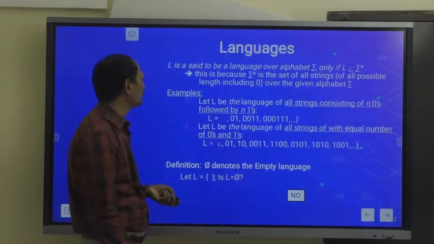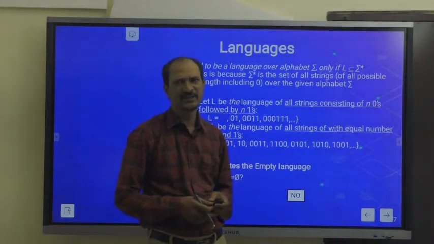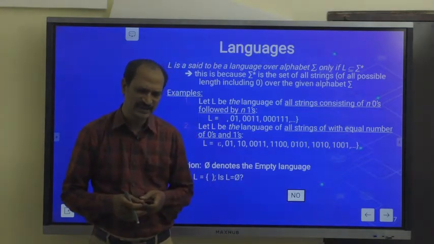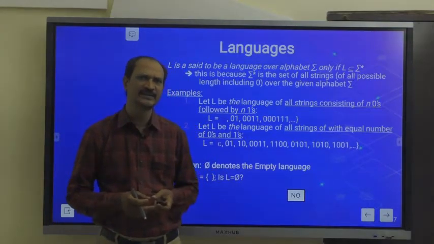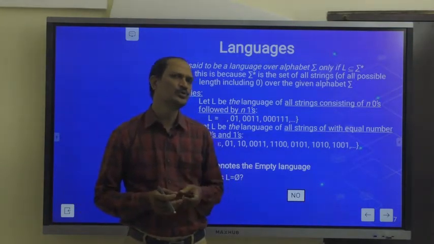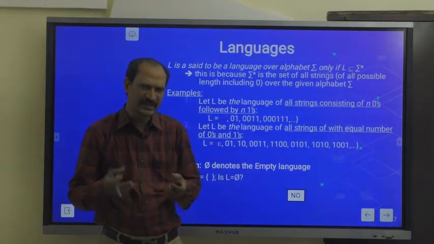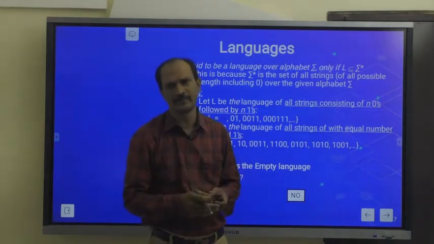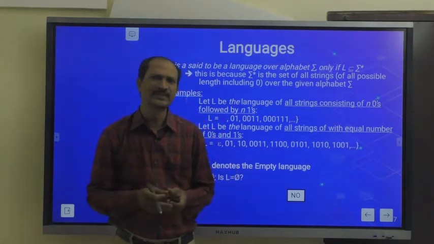Now we are going to see the next one, languages. This is the fourth and last of the central concepts of automata theory. A language, actually whatever language I am speaking right now is the English language. So how do we form a language with the help of strings? Whatever words I am using right now, "right" is a word, "now" is a word. Where are they coming from? They are coming from strings. So a collection of strings is nothing but a language.